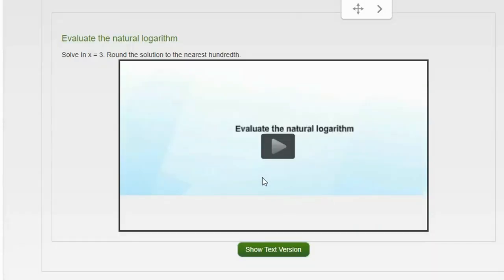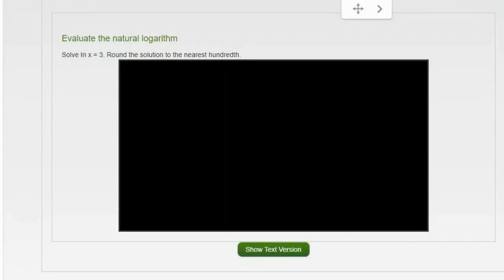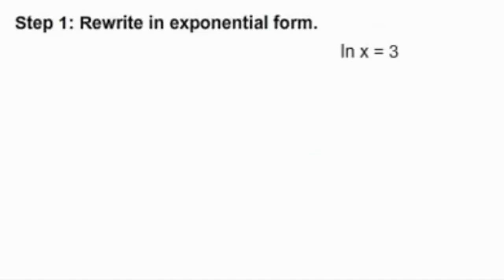All right, evaluate the natural logarithm. So how to solve natural log of x equals 3 and round the solution to the nearest hundredth. So we'll look at this video. To solve the natural log of x equals 3, first rewrite the natural logarithm in exponential form. Remember, the natural logarithm represents a logarithm with base e.